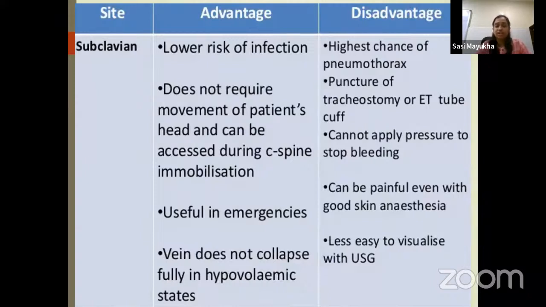But the other disadvantage is it has the highest chance of pneumothorax, the puncture of the tracheostomy or the ET tube cuff, and you cannot apply pressure to stop bleeding. So when a patient comes in emergency, when the patient's PT-INR is elevated, when the patient is in sepsis, septic shock, or bleeding, we usually prefer the internal jugular or the femoral vein because if it bleeds, we'll have access to stop it by applying pressure.